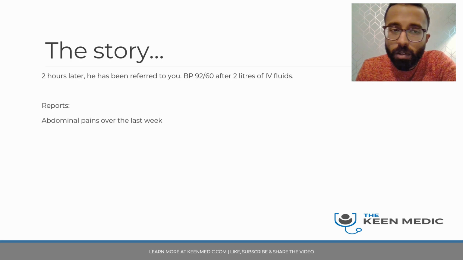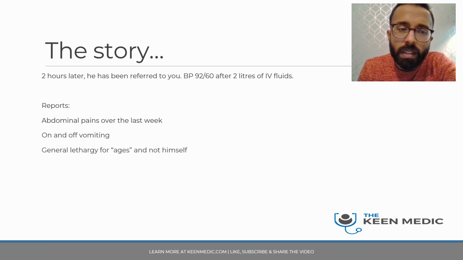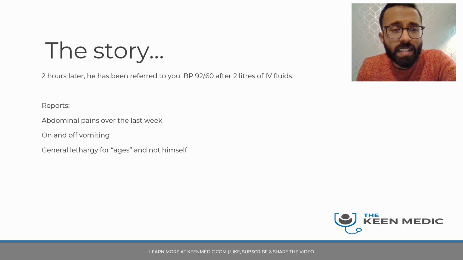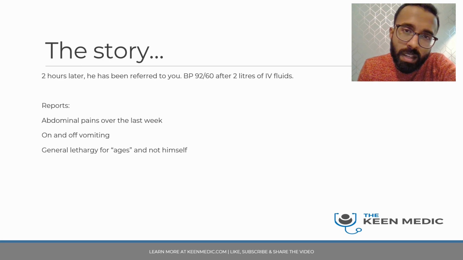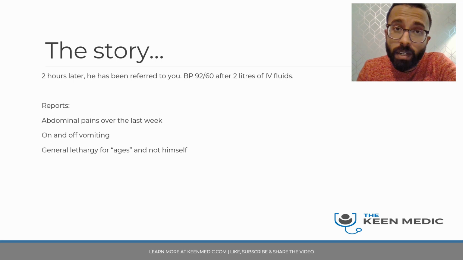He has had abdominal pains over the last week, he tells you. These are generalized and non-specific. He's never had them before, but these have been ongoing despite taking some painkillers. And he's had some on and off vomiting as well. He is opening his bowels, but this vomiting is continuing. He just feels generally off, lethargic for a long time, for ages, he says, and he's not been quite himself. He says it's possibly been months since he has not been quite himself, okay?